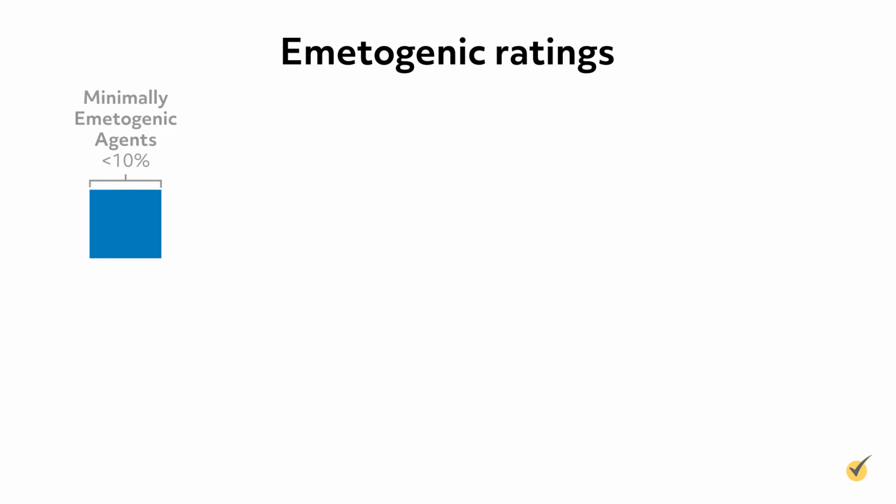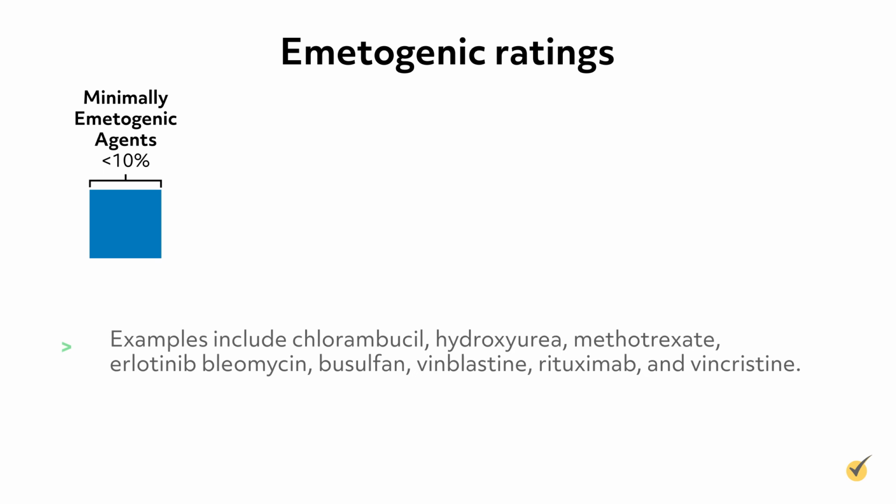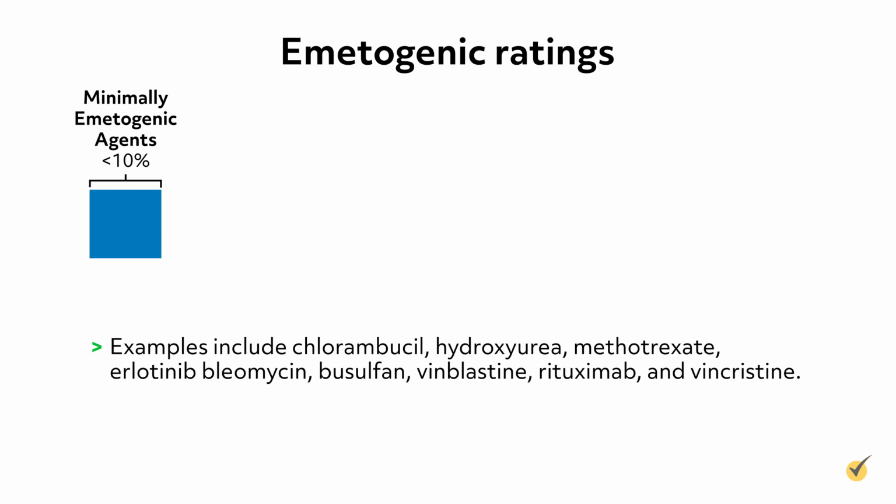Chemotherapy is especially implicated in the development of nausea and vomiting, and chemotherapeutic agents are assigned emetogenic ratings depending on their risk of causing nausea and vomiting, ranging from minimally emetogenic to highly emetogenic. With minimally emetogenic agents, the risk is less than 10% of developing nausea and vomiting. Examples include chlorambucil, hydroxyurea, methotrexate, erlotinib, bleomycin, busulfan, vinblastine, rituximab, and vincristine.